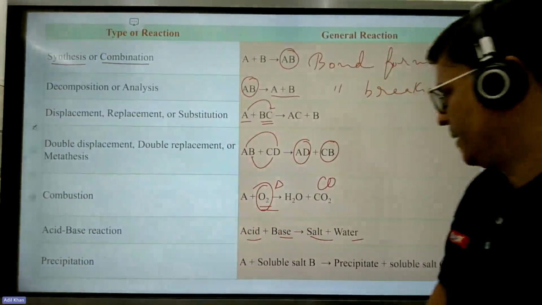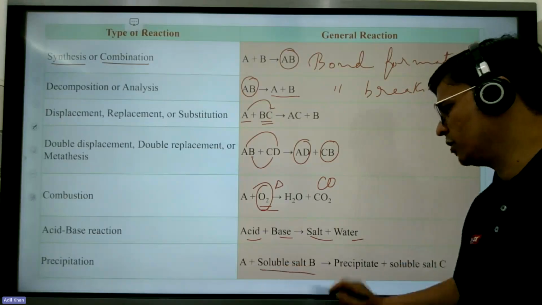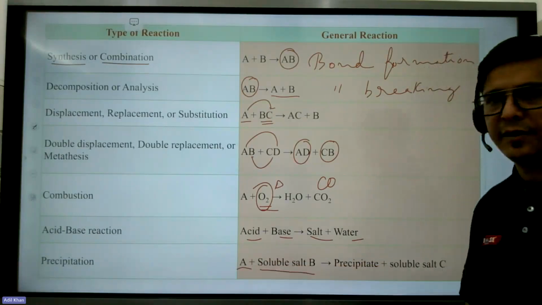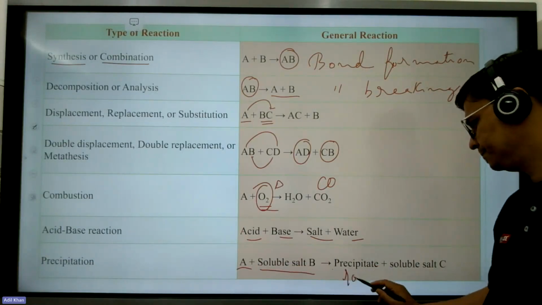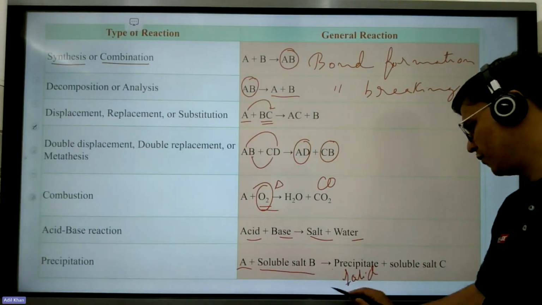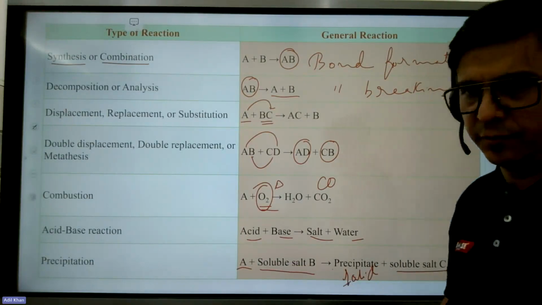Next type of reaction is precipitation reaction. Precipitation reaction basically means what? There will be a soluble salt B and there will be a reactant A. So when they react, a solid is formed. A solid is formed as a precipitate, and a soluble salt C is formed.